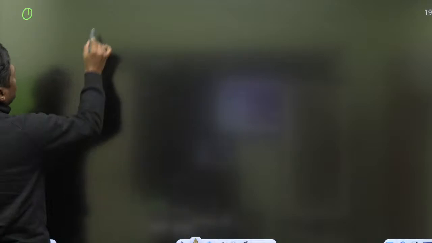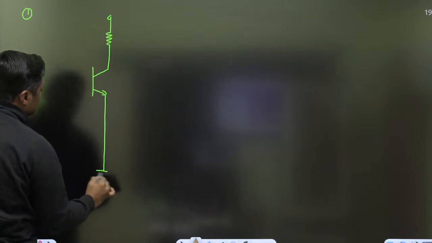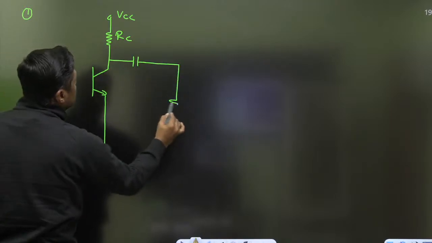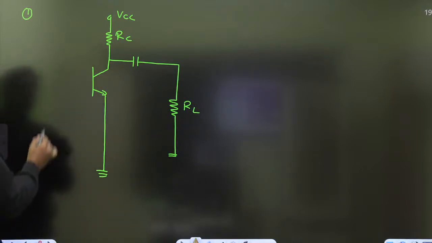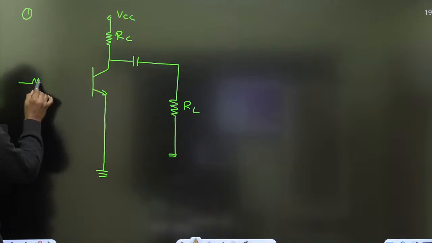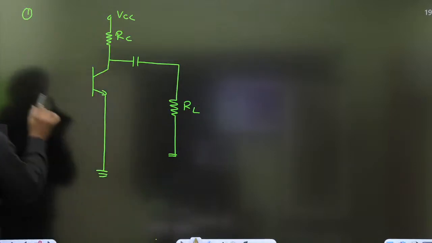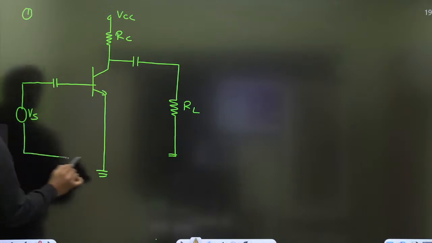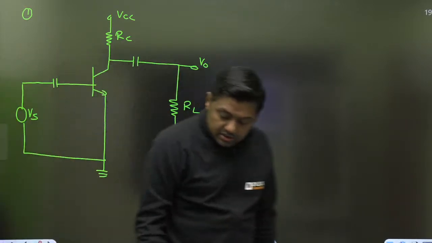First diagram. The most important one: this is RC, and let this RL be connected here. There is no RE. If there is no RE, then it is a direct, straightforward case. No biasing is connected here. A simple capacitor is connected. VS is connected here, and we are taking the output from this point. Electrical students, a direct straightforward question on this diagram.